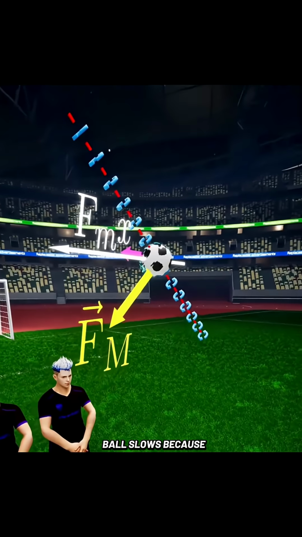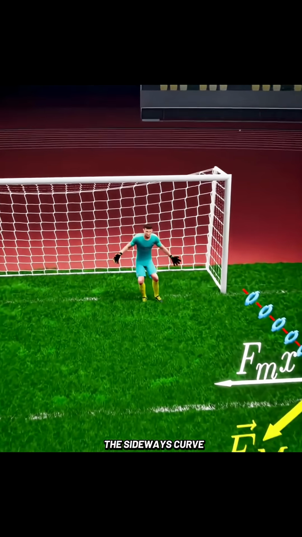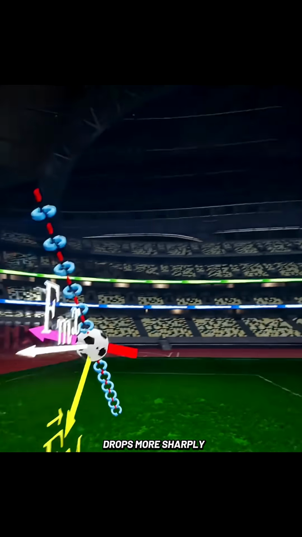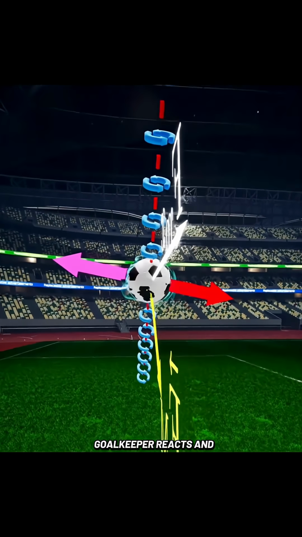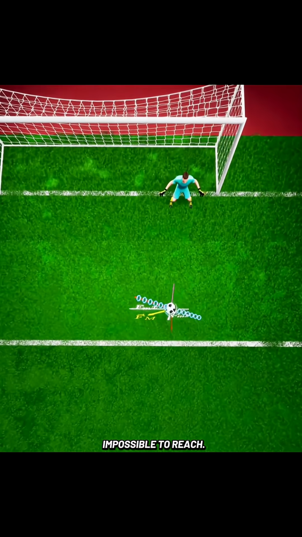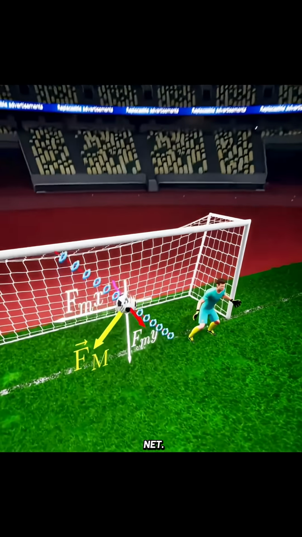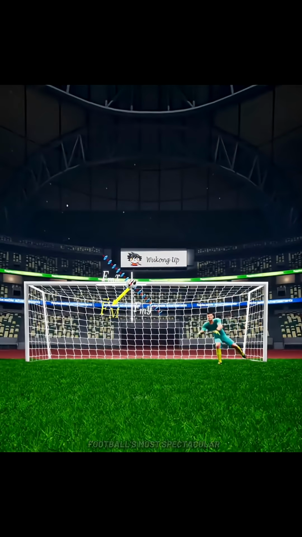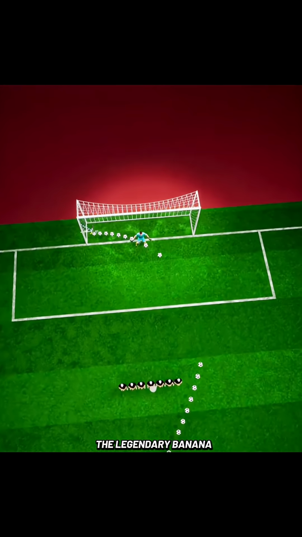But as the ball slows because of air resistance, gravity and the Magnus effect become the dominant forces. The sideways curve grows even stronger, and the ball drops more sharply with every passing moment. Even if the goalkeeper reacts and dives at the last second, the dramatic change in the ball's trajectory makes it impossible to reach. The ball curls perfectly into the net. Congratulations! You've just produced one of football's most spectacular shots, the legendary banana kick.